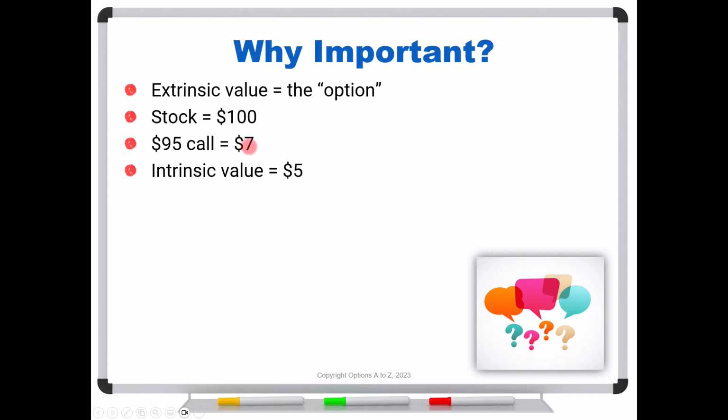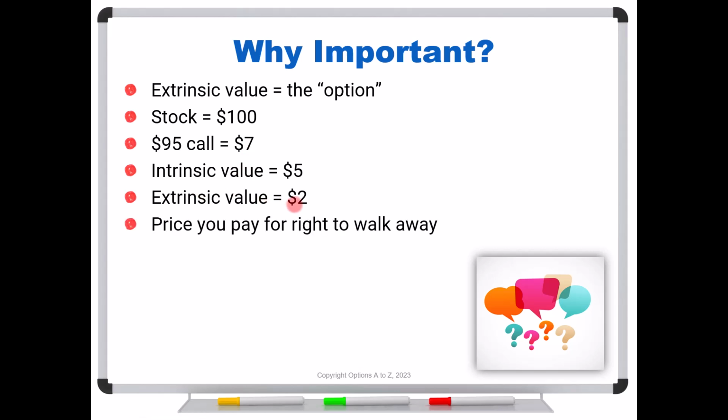However, the option's not trading for 5, it's trading for 7. So there's an extra $2 in here coming from somewhere. Where's that coming from? It's coming from the extrinsic value. This $2 is the price you pay for the right to walk away. That's the insurance policy. So again, a lot of traders will look at this and say, oh, I'm paying $7 for the option. No, you're not. You're paying $5 of intrinsic value. That's just cash. But you're paying an extra $2 for the right to walk away. So it's this extrinsic value that we really have to keep our eye on. And that's really what drives most of your option strategies.